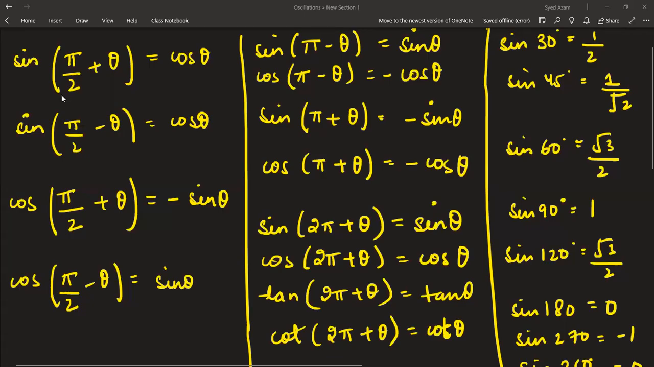Yes, Shaima. For sine 90 plus theta and sine 90 minus theta, both are equal to sine theta. But cos 90 minus theta is sine theta. But cos 90 plus theta is minus sine theta. That's why I have written all these things, because there's no pattern for this. This is cos theta plus for both of them.